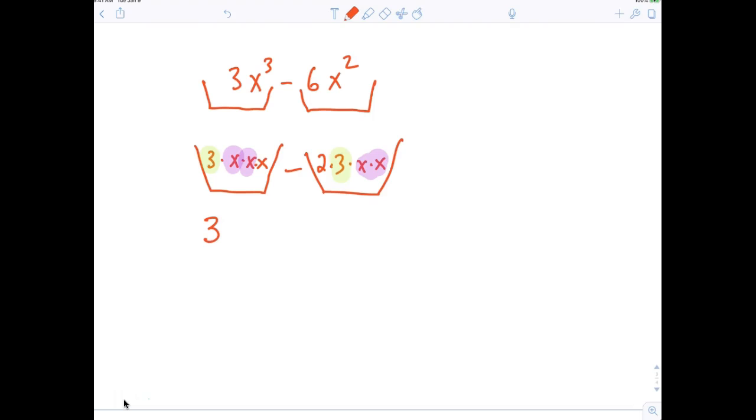So I'm pulling out a 3x squared. What's left behind? x. What's left in the two buckets? x minus 2. Now how do I know I'm right? Because I can just remultiply. What's 3x squared times x? 3x cubed. And what's 3x squared times negative 2? Negative 6x squared.